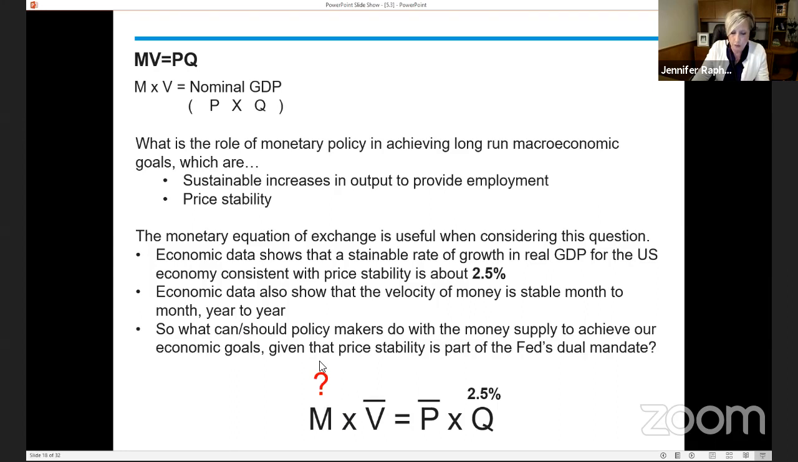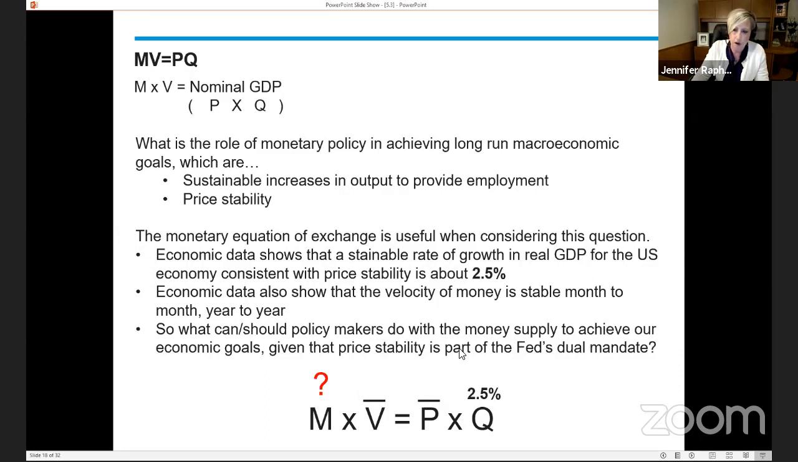So here's our big question. If we want to get 2.5% growth per year, and we want to keep prices stable too, this doesn't mean constant prices. It means a constant rate of inflation, stable changes in prices over time. What do we do with the money supply?